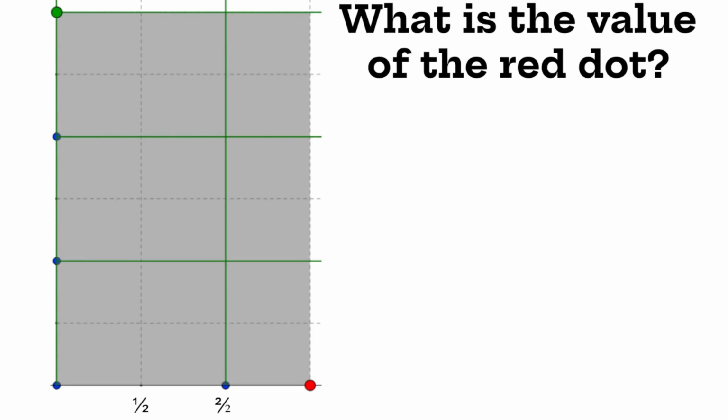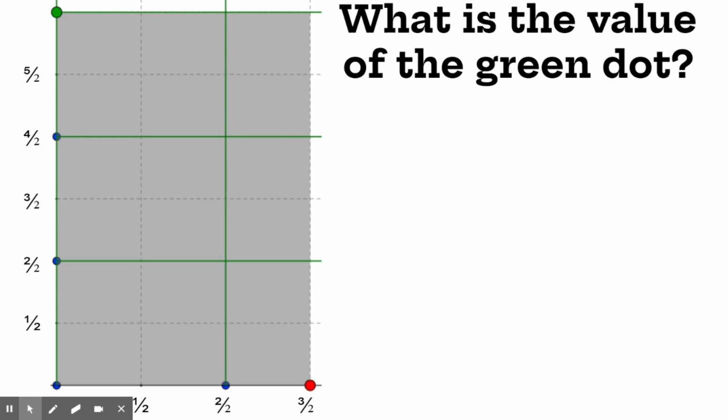So I've already got this kind of labeled for you. Okay. I want to know what is the value of the red dot. And the red dot, if we have 1/2, 2/2, the red dot would be 3/2. You could also say 1.5 because those are the same thing. Okay. So if you were able to figure that out, that's good. You're understanding how the model works. Okay. Let's now figure out the value of the green dot. And you can see I've kind of labeled most of the points for you to kind of help you.